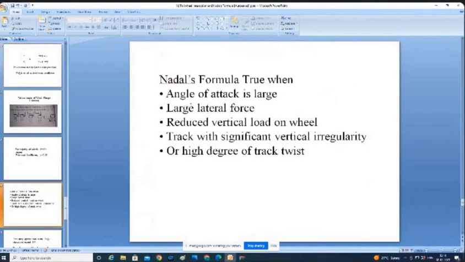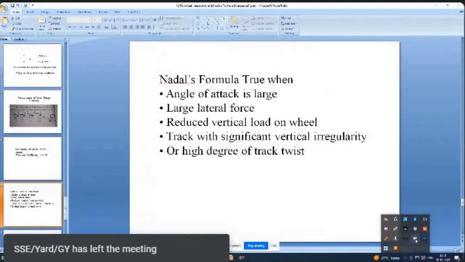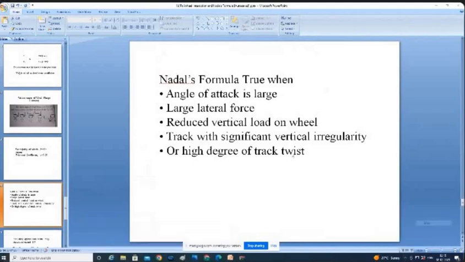Nodal's formula is true when the angle of attack is large. Angle of attack, I will explain once again. Already I explained, but the word I have not used. Say this is one rail, this is the other rail, left rail, right rail. Please understand carefully.